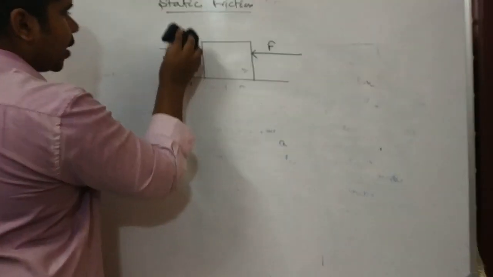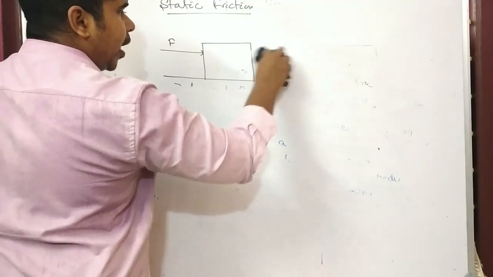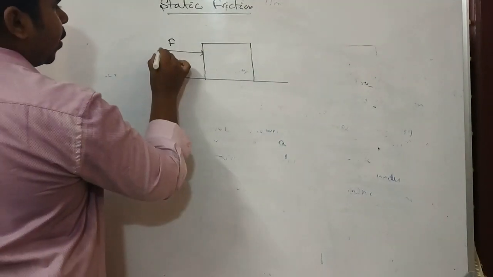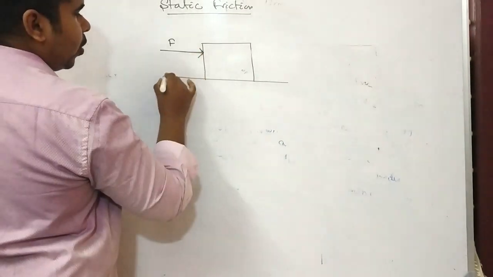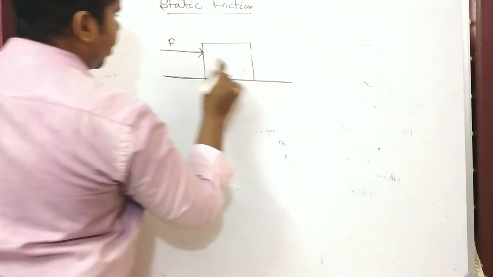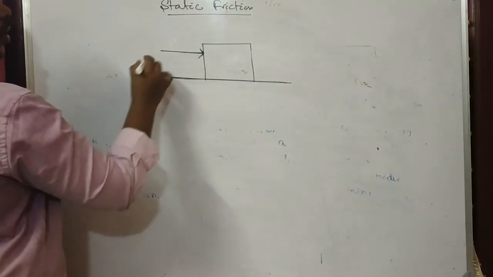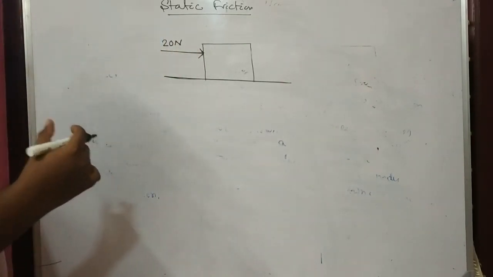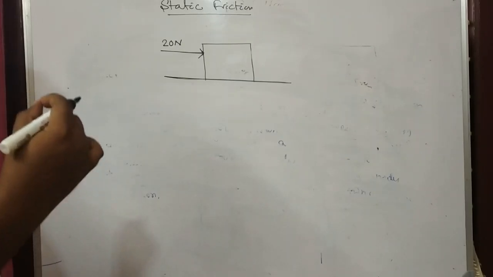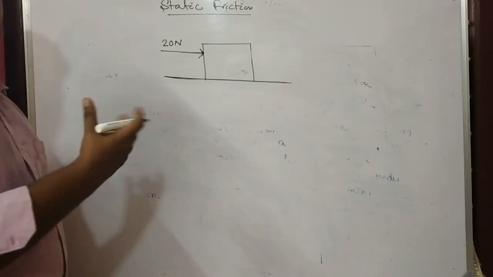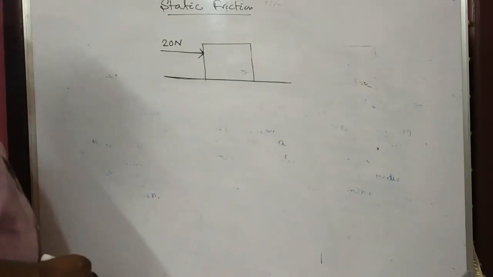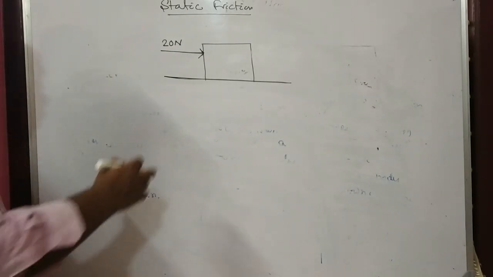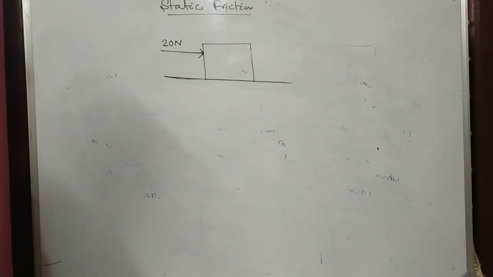Now I am taking the same thing, same object, same surface. Now I am just applying a force from this direction. Okay, and assume here I am taking the value of force. Assume I am applying a force of 20 Newton. Newton is the SI unit of force, and as we are talking about force, we are taking the unit Newton. So 20 Newton force is applied on this body.